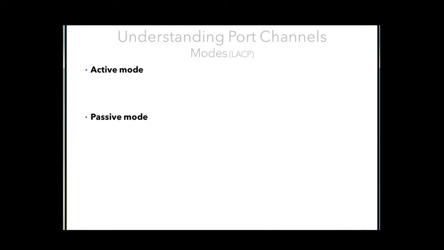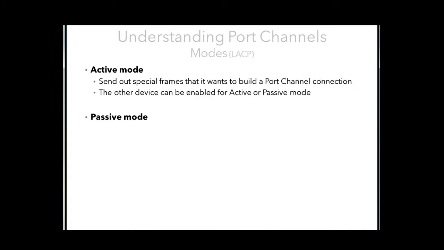You can configure port channel ports on a switch to be either in active mode or passive mode. In active mode, the switch will send out special frames to the other connected device that it wants to build a port channel using LACP. So if the other end is configured as a port channel, then the connection between the devices will come up. The connected device must be configured for either active or passive mode.